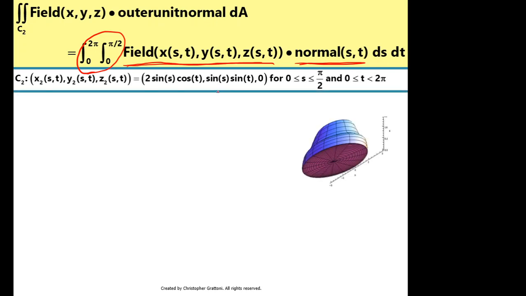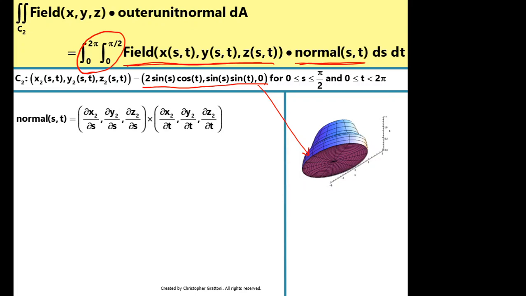All right, so here's our parameterization for our surface C2. It's the elliptical looking base that we have down here for our surface. Okay, so to get this normal vector, I need to take the parameterization for that elliptical base and take the partial derivatives of that parameterization with respect to S, take the partial derivatives with respect to T, and take their cross product. But we have some excellent news here. This z coordinate is 0. So my partial derivatives are going to be pretty nice because our z coordinate is 0.